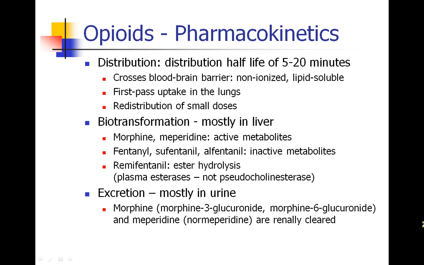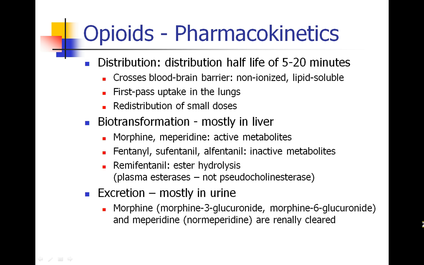Just to go over the pharmacokinetics of opioids very briefly, most of these drugs have a distribution half-life of 5 to 20 minutes. They are able to cross the blood-brain barrier because they're non-ionized and relatively lipid-soluble. Some of these drugs have a first-pass uptake in the lungs, especially fentanyl, and certainly small doses are redistributed very quickly into the peripheral compartment. So we see a relatively quick onset of action and then a redistribution.